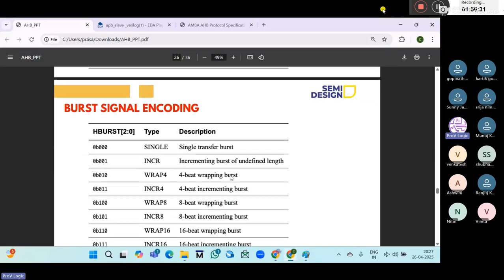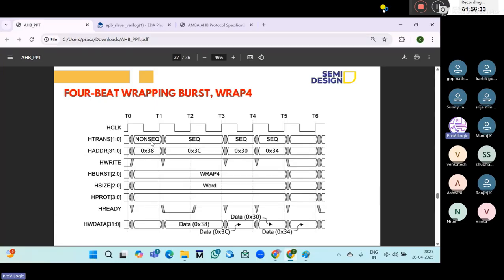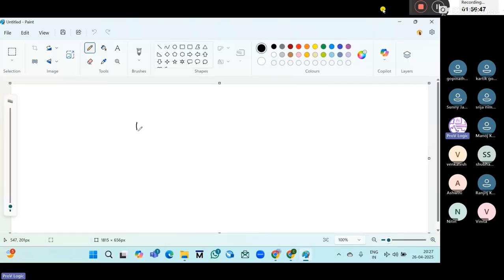Why? Because we are writing the non-sequence first. Non-sequence means any address can be selected. Based on the non-sequence, all the remaining transfers are sequential and dependent on it. So if we take the start address as 10000 and consider INCR4, that means the overall burst, whatever the transfer is, will be divided into 4 addresses.